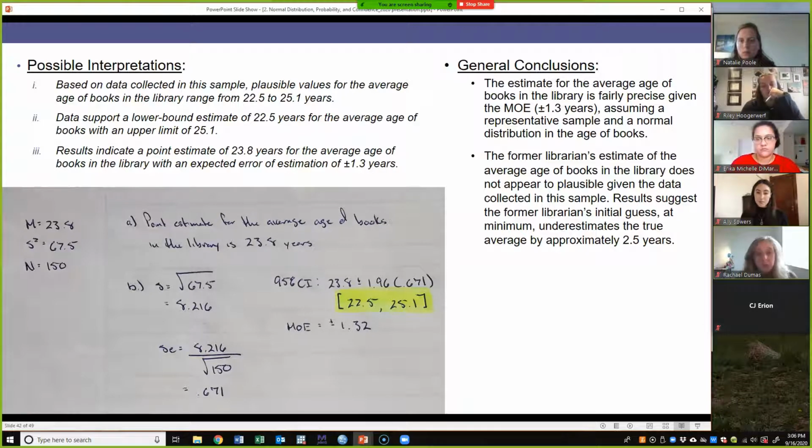So I've got someone who said, old person said, average age of books is 20 years. Lower bound estimate of the confidence interval for what I got is 22.5. So at minimum, like at best case scenario, you've underestimated the average age of books by about 2.5 years, but it could be anywhere to over 5 years in terms of your underestimation, right?